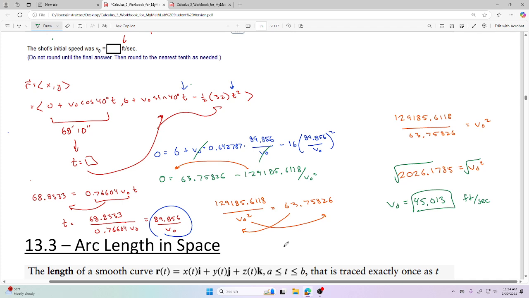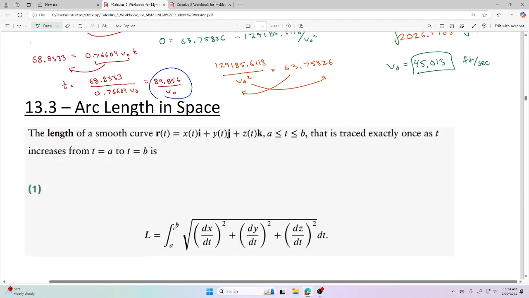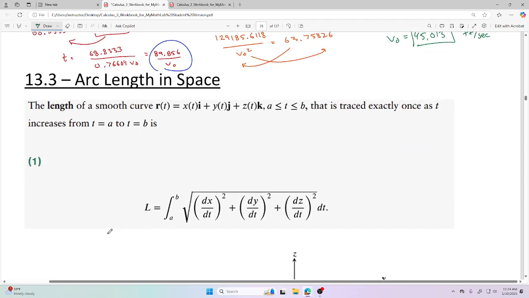Okay, cool. Arc length. Have you already seen the formula? Yes. It looks a lot like what we had to do last semester. Yeah, well, it should.